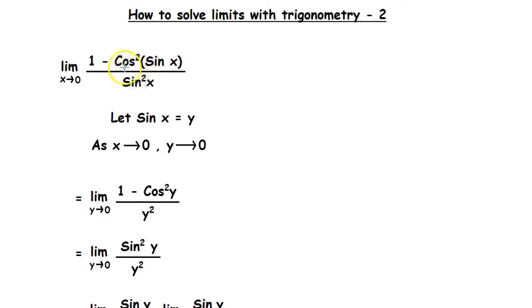Here we are given a question where there is a trigonometric value inside another trigonometric value. So here we have limit of 1 minus cos squared sine x divided by sine squared x as x tends to 0. So in this situation what we do is we substitute what's inside for y. So we substitute y equals sine x. So now that will make it even more easier for us to solve.